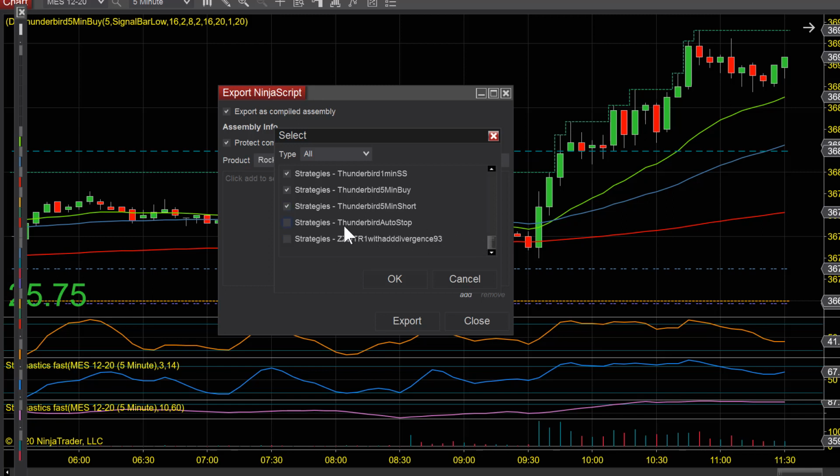I'm trying to read everything I got on this. Super signal long, super signal short, bear flag, bull flag, Thunderbird, which is the 1 minute, 1 minute short, SS 1 minute, which I would recommend using. But both of those are going to be the same. But I just feel good about this. I should fix the other one.